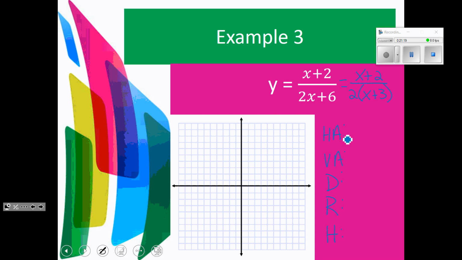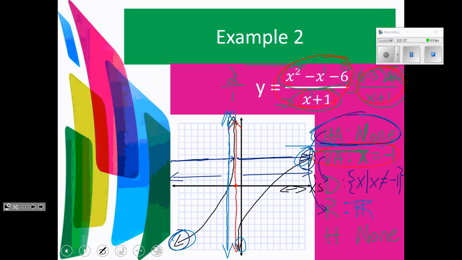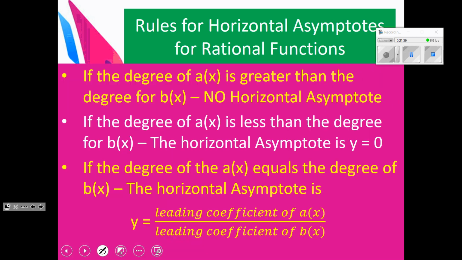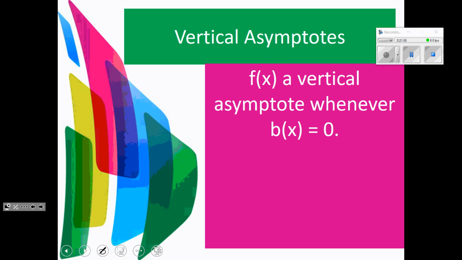All right, let's go to our HA first, our horizontal asymptote. And let's look at the rule. What's the highest degree up top? 1. What's the highest degree down on the bottom? 1. So when they're equal, if I click back to that list, what does it say if it equals? It says that y, your horizontal asymptote, would be the leading coefficient of the numerator divided by the leading coefficient of the denominator. So let's go back and look at that.